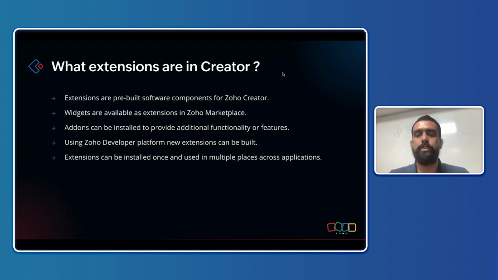Let's see what extensions in Creator are. Extensions are pre-built software components for Zoho Creator, which we have as widgets in Zoho Marketplace. So these are add-ons which can be installed, and they provide additional functionality or sometimes an additional feature as well. Using the Zoho developer platform, you can build your own extensions, and then you can host or update these extensions in Zoho's marketplace so that you can charge a fee or have them free for other users as well.